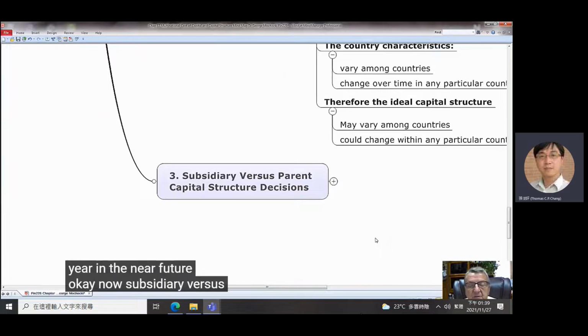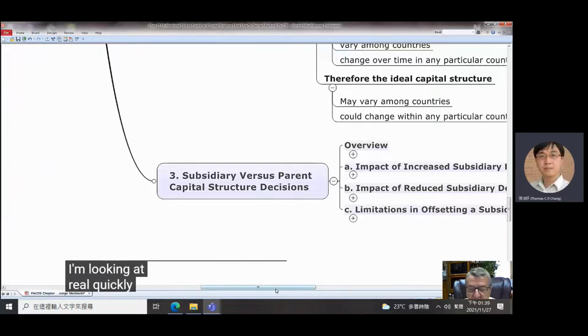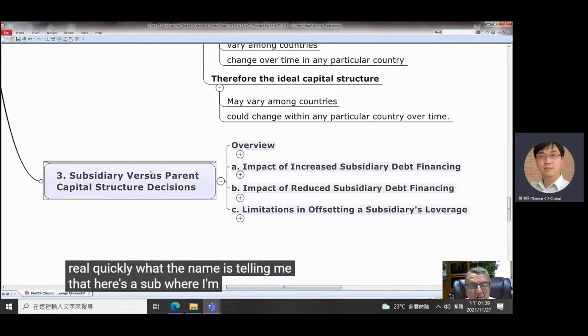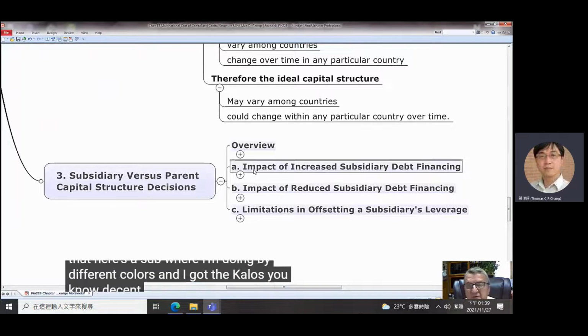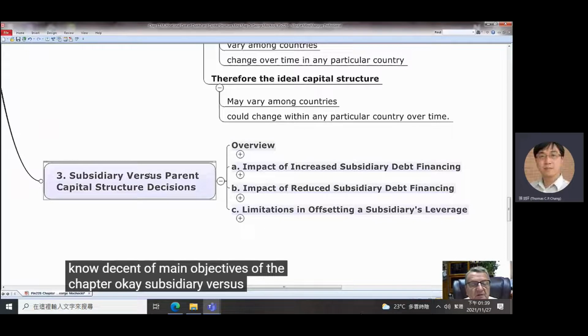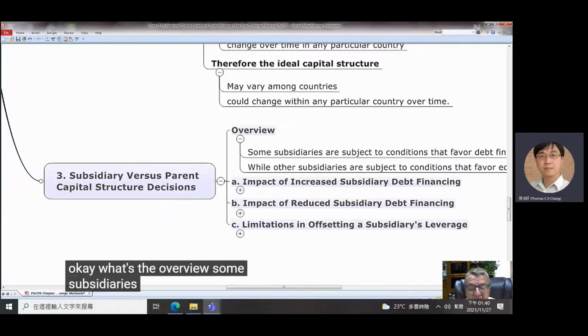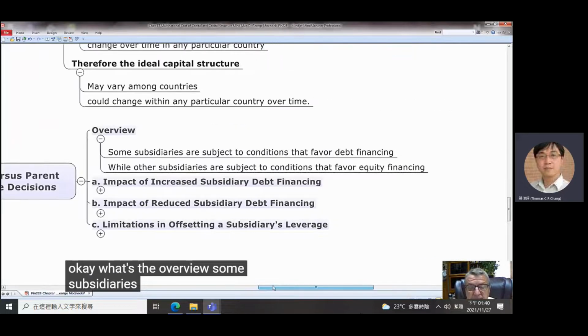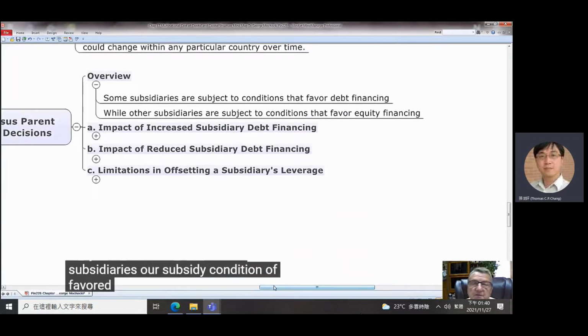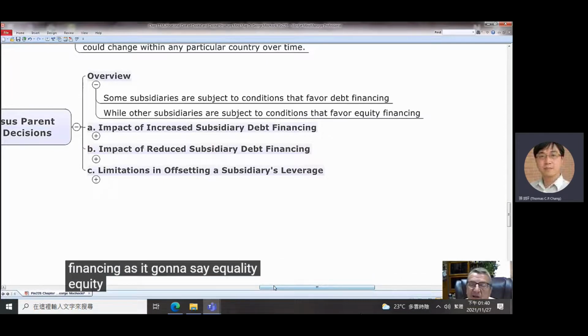Okay, now subsidiary versus parent capital structure decisions. Now what I'm looking at, and real quickly, what the name is telling me, here's a subsidiary. I'm doing it by different colors. These are the main objectives of the chapter. Okay, subsidiary versus parent capital structure decisions. Okay, what's the overview? Some subsidiaries are subject to conditions that favor debt financing, while others are subject to conditions that favor equity financing.